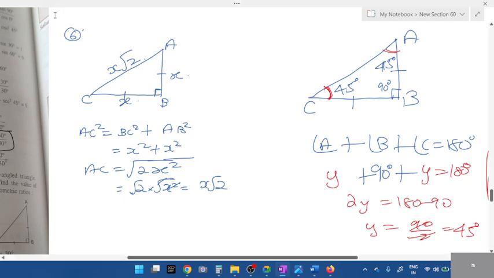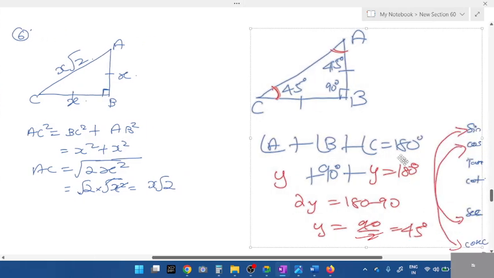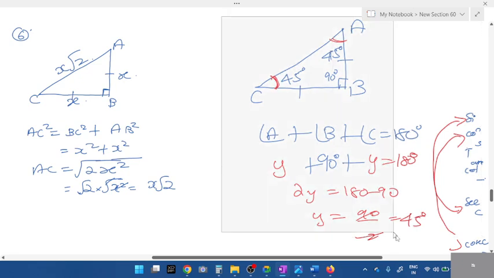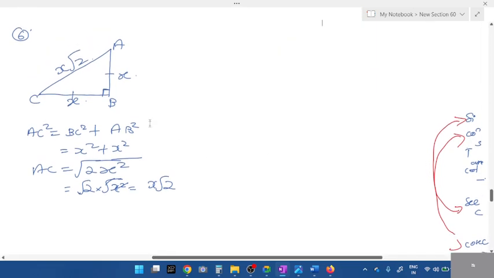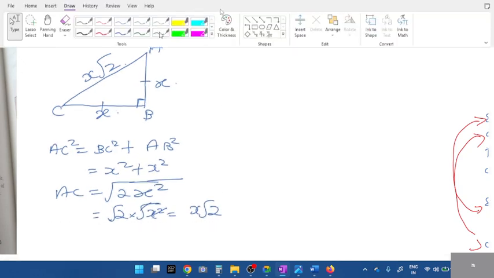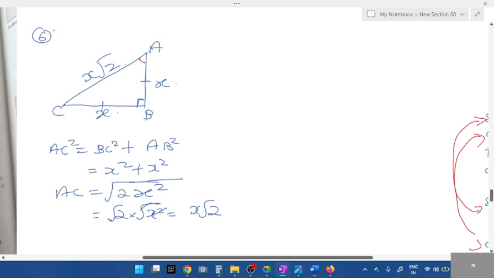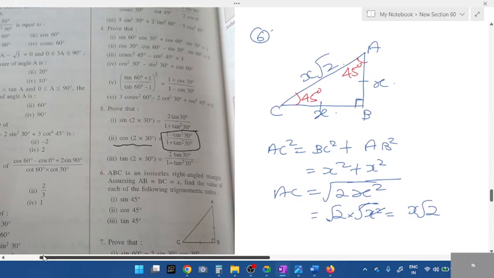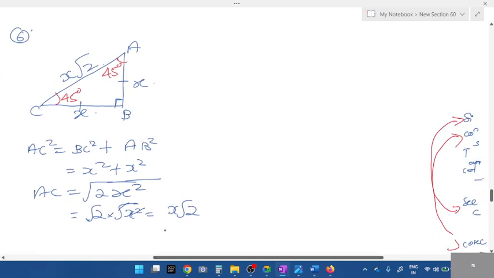Fine. Now we have all three sides, students. Three sides and three angles. See, I'll erase this. This is enough. In this, we applied Pythagoras theorem, and using the sum of angles, we got to know these two are 45 degrees, 45 and 45. Now, what are the three values they have asked? Sin 45, cos 45, tan 45. So first sin 45. What is sin 45, students? Take any 45 degrees, angle A or angle C. Let me take angle C.